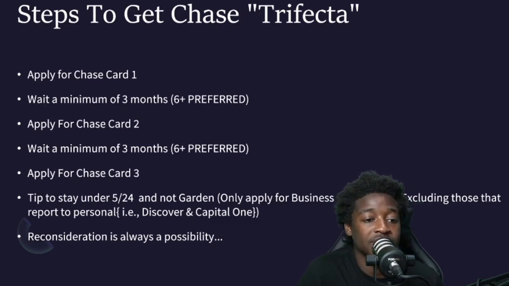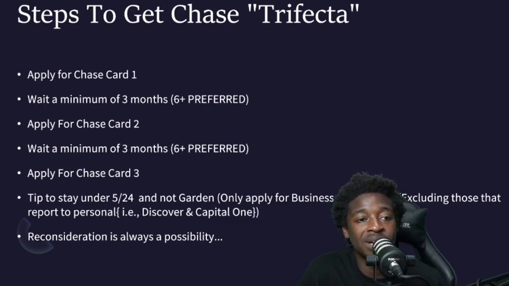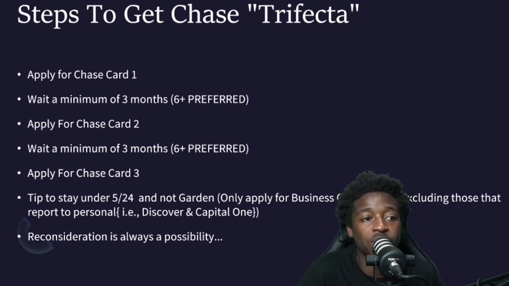Now, when you're applying for these business cards, remember, you want ones that are not going to report to your personal. So ones that do report to your personal, that's Discover, that's Capital One, that's any of the other issuers that are going to tell you they report to your personal. So call that issuer before you apply for that card and make sure that they only report to the business bureaus, or if they're like Navy Federal or Redstone, they don't report at all. When you get a ghost card that doesn't report at all, or a card that doesn't report to the personal bureaus, you are solid. You don't have to worry about 524.